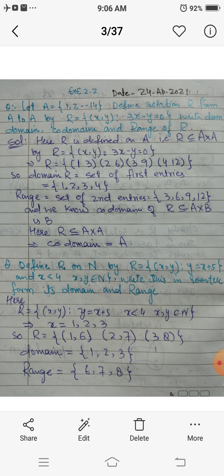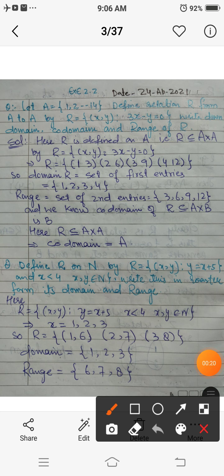Today we are going to discuss the questions on this relation, that is exercise 2.2. Now the first question is, if A is the set 1 to 14, that is A equals 1 up to 14, define the relation on R from A to A, that is R is a subset of A cross A.